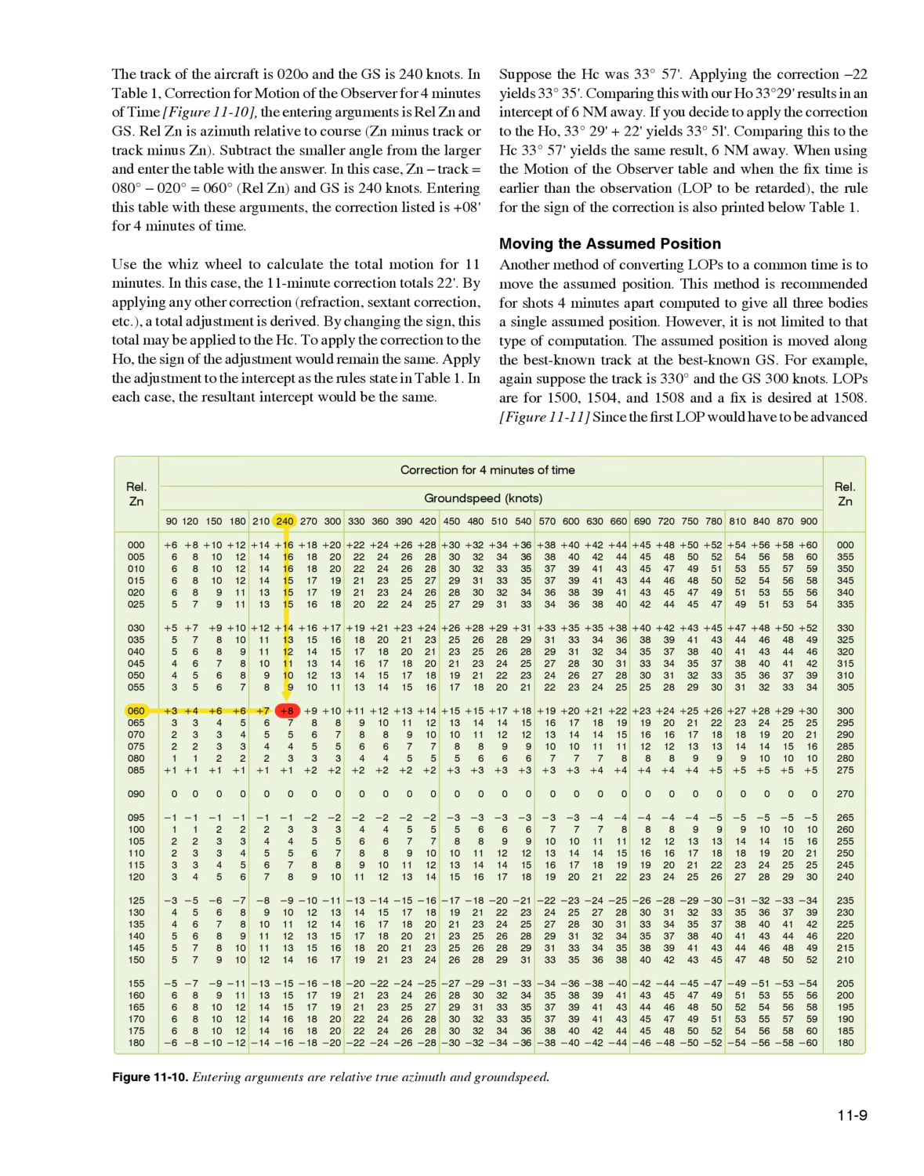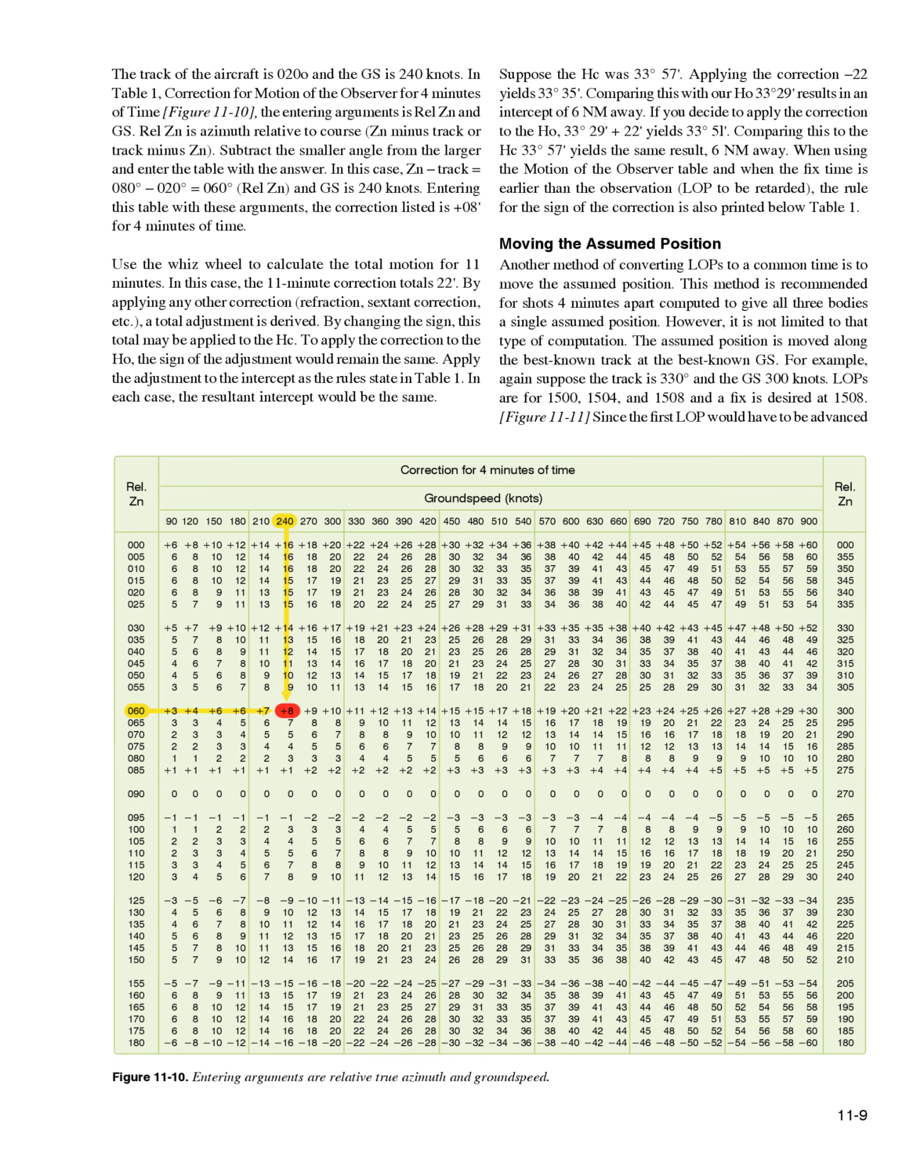In this case, Zn minus track equals 080 degrees minus 020 degrees equals 060 degrees, rel Zn, and Gs is 240 knots. Entering this table with these arguments, the correction listed is plus 08 for 4 minutes of time. Use the whiz wheel to calculate the total motion for 11 minutes. In this case, the 11-minute correction totals 22. By applying any other correction, refraction, sextant correction, etc., a total adjustment is derived. By changing the sign, this total may be applied to the HC.